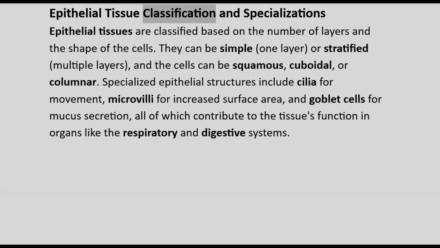Epithelial tissue classification and specializations. Epithelial tissues are classified based on the number of layers and the shape of the cells. They can be simple, one layer, or stratified, multiple layers, and the cells can be squamous, cuboidal, or columnar. Specialized epithelial structures include cilia for movement, microvilli for increased surface area, and goblet cells for mucus secretion, all of which contribute to the tissue's function in organs like the respiratory and digestive systems.